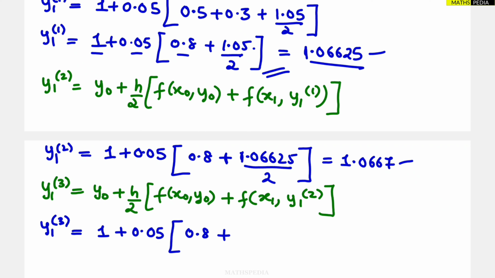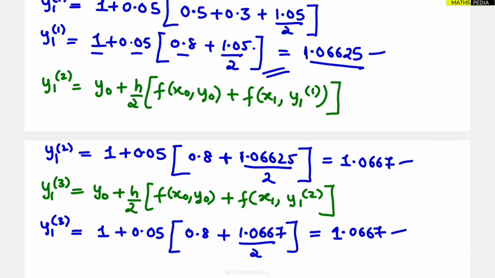Now 1.00665 will change into 1.0667 divided by 2. What is the value you are getting? 1.0667. That means the second iteration value and third iteration value are exactly same. Anyways they have said to conclude. Anyways we got it, the previous iteration and this iteration value is exactly same.